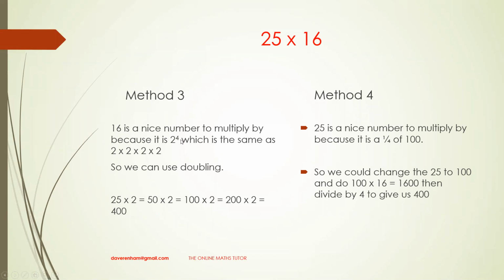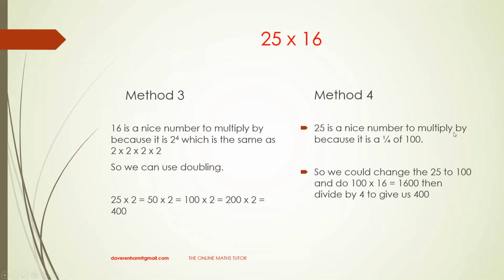Now, 16 is a lovely number because it's 2 to the power of 4, which is the same as 2 times 2 times 2 times 2. So we can use doubling. Now, most children find doubling quite straightforward, certainly compared with timesing by 16. So we can take the 25, double it to make 50, double it a second time to make 100, double it for the third time to make 200, and then finally double it for the fourth time to make 400.